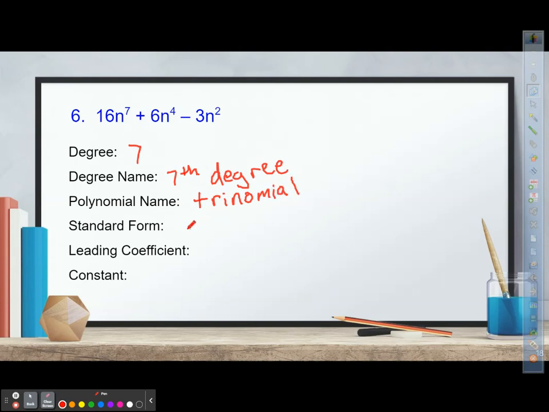Brianna, what did y'all get for standard form? The exact same expression that was given. Perfect, yeah, the exact same expression, all the exponents are already in order from least to greatest. Cheyenne, what did y'all get for the leading coefficient? 16. And Cheney, what did y'all get for the constant? 0. There you go. What questions do you have on the notes?